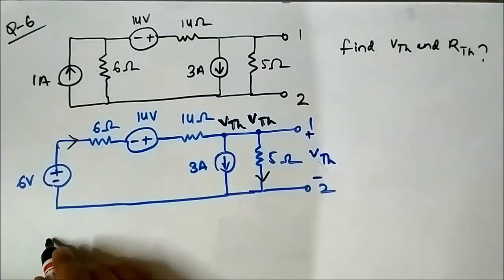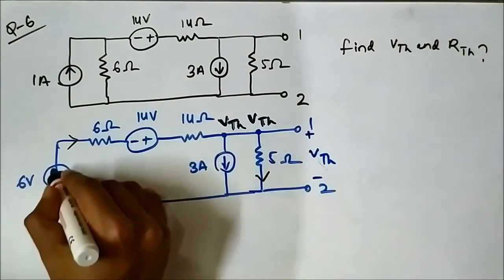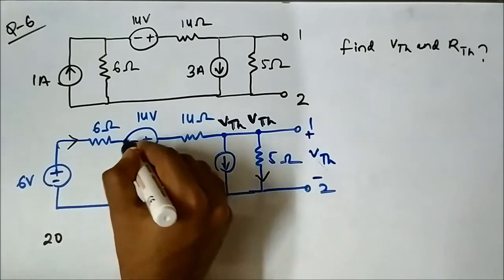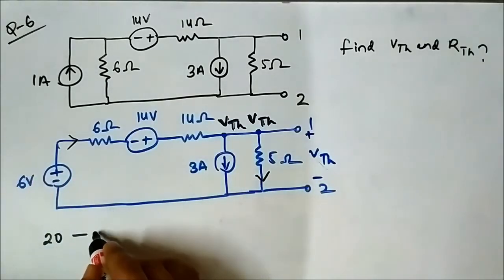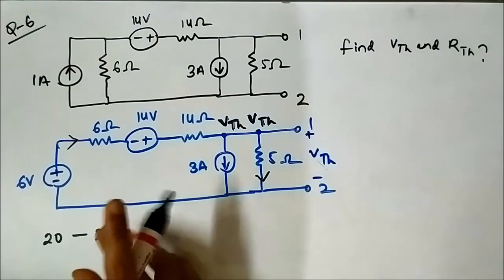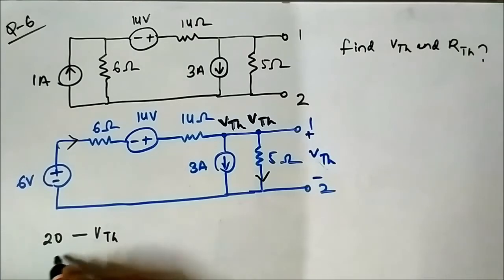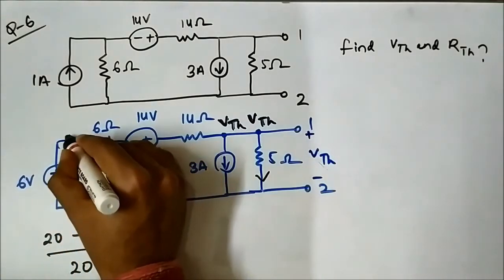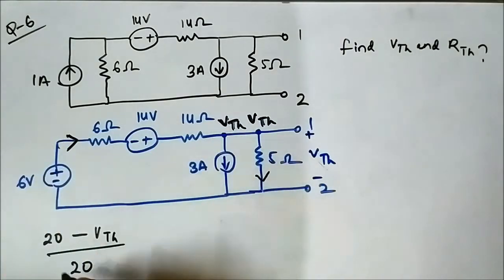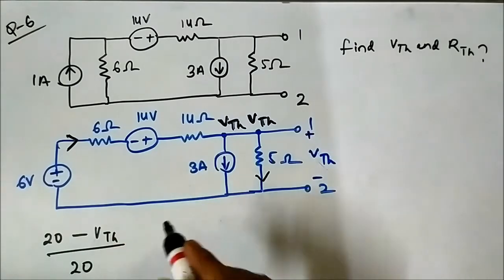So if we apply nodal analysis here, we can write it as 6 volt plus 14 volt, they are in the same order, minus plus minus plus. So 20 minus VTH by 20, where 6 ohm plus 40 ohm is 20 ohm. Okay, this is the current direction which you have assumed, 20 volt minus VTH by 20 ohms.